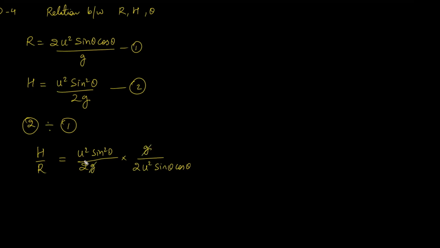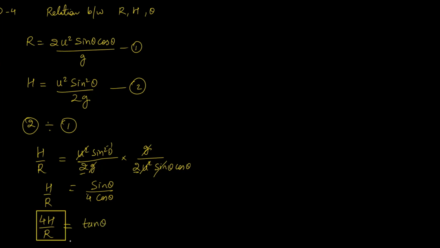G and g cancel, u square cancel, one sine theta also cancels. So this is giving us sine theta upon 2 into 2, 4 cos theta. Now 4 I will take with the H by R. So it will become 4H upon R, which is nothing but sine theta upon cos theta, and sine theta upon cos theta is tan theta. So this is the relation which you can use directly for the numericals. This is the third derivation.